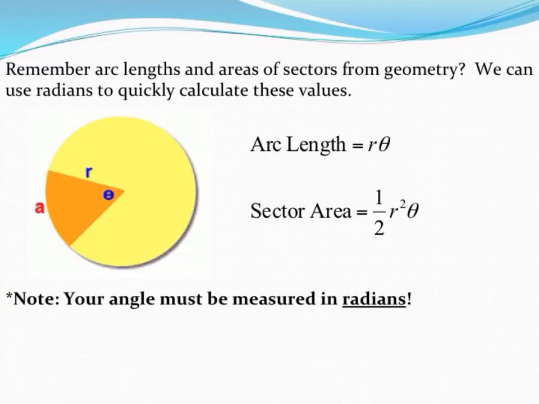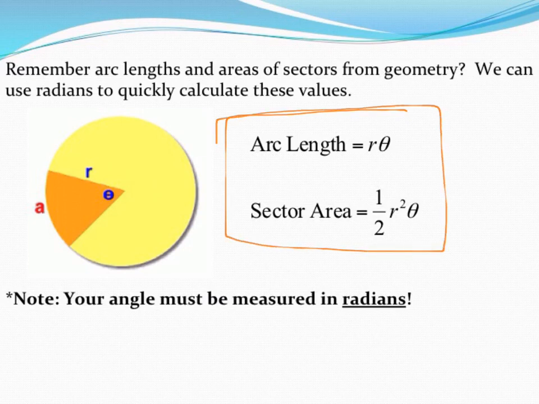You may recall from geometry that we found the arc length and the area of a sector of a circle. It turns out that we can find these same two things as long as we're using radians with these two new formulas right here. What's really so important to remember though is that these formulas only work if your angle is measured in radians. They absolutely will not work if you measure your angle in degrees.